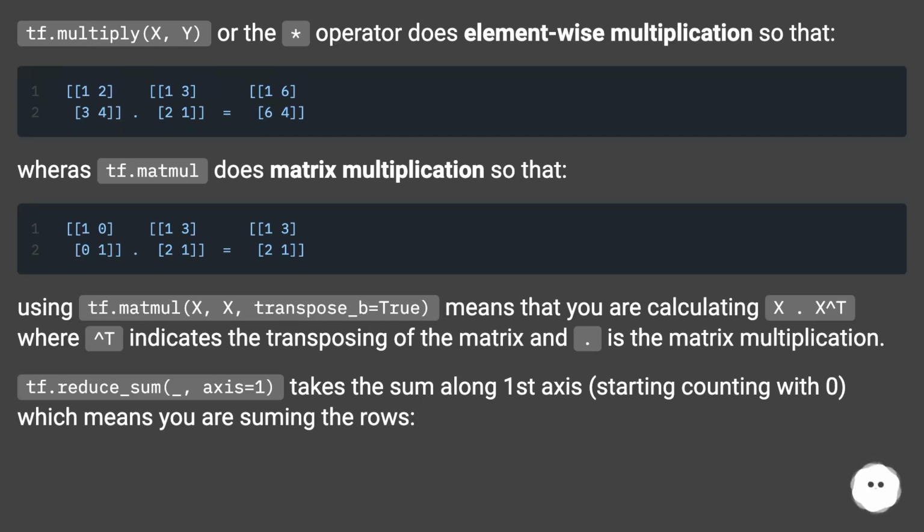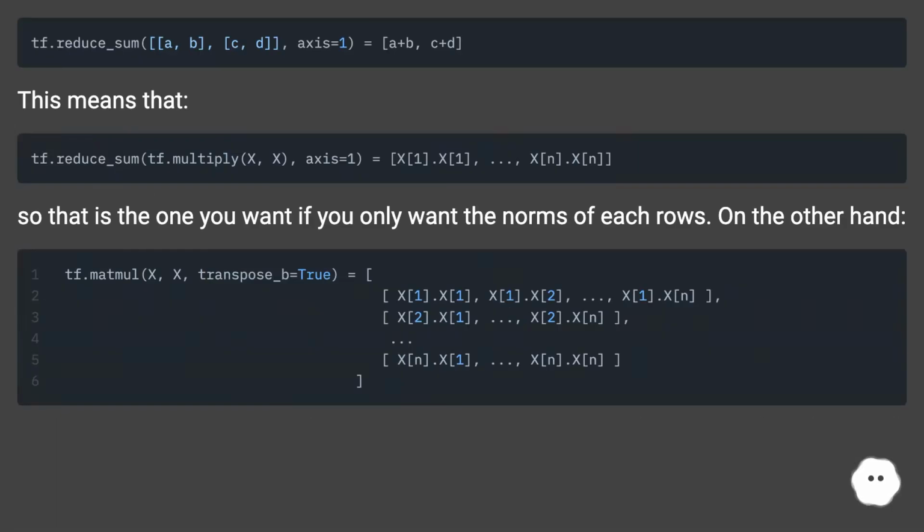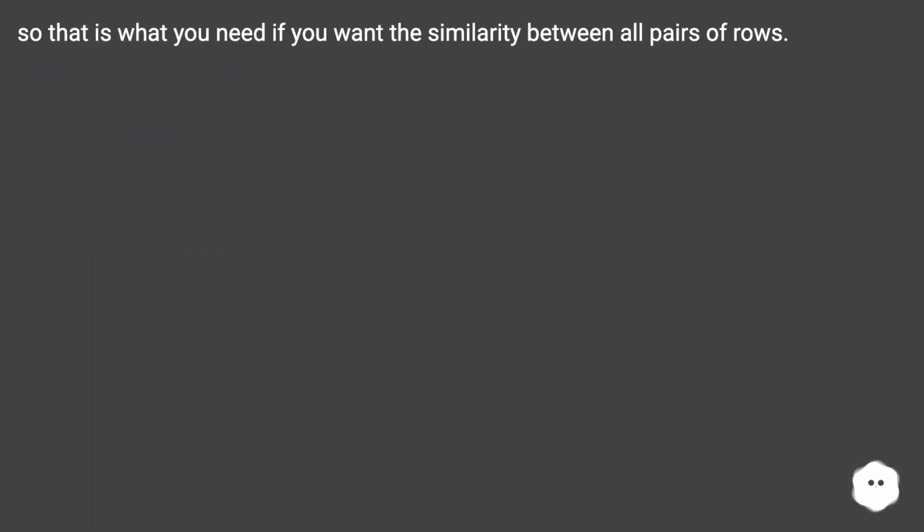Tf.reduce_sum with axis equals 1 takes the sum along the first axis, starting counting with 0, which means you are summing the rows. This means that... So that is the one you want if you only want the norms of each row. On the other hand, this is what you need if you want the similarity between all pairs of rows.